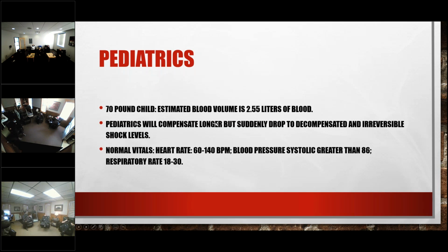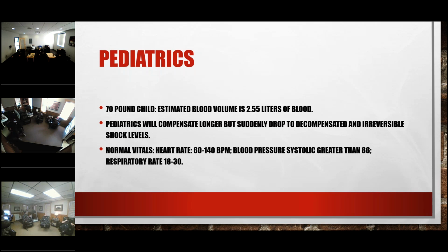So when we're looking at peds and infants, obviously we have a smaller weight-based formula for our blood volume. If we have a 70-pound child, they only have about 2.5 liters of blood circulating through their system. Because of that, their normal vitals are a little bit different than the adult patient. They're dealing with a smaller blood volume, so in order to compensate, they have an increase in heart rate and an increase in respiratory rate. Now, they do have a lower blood pressure than the adult, because the peds and the infants have not developed that systemic vascular resistance that we have as an adult.